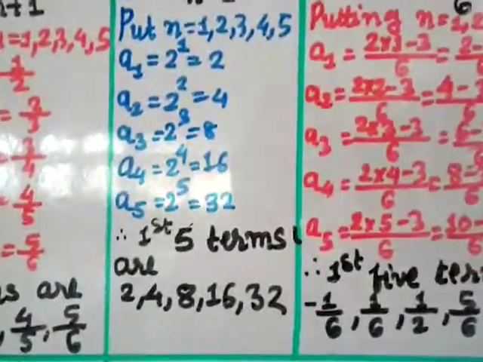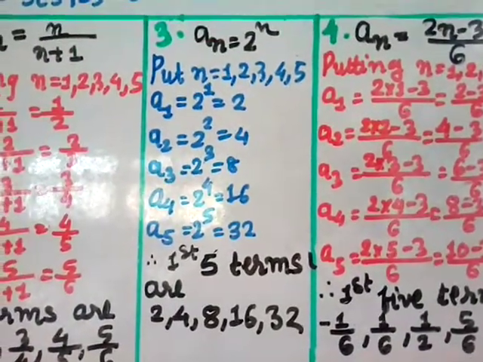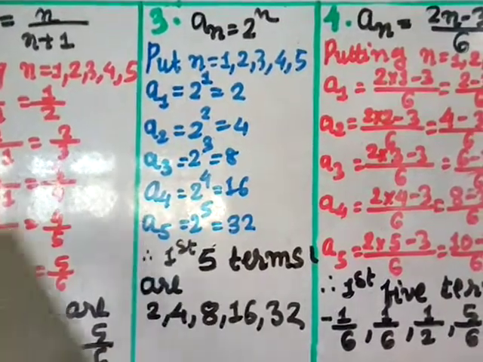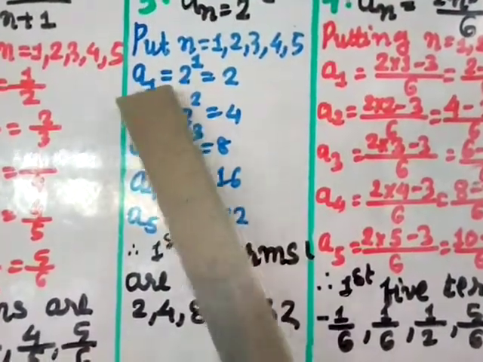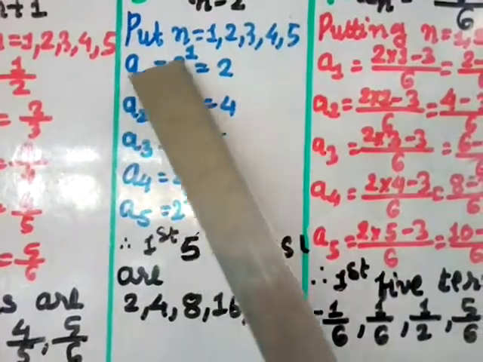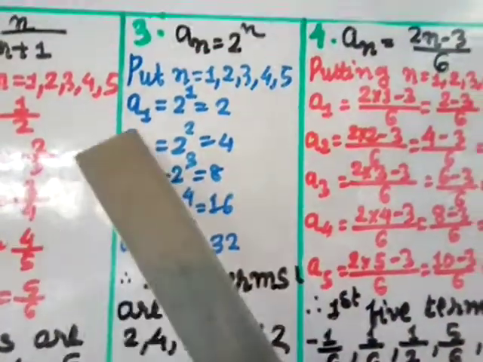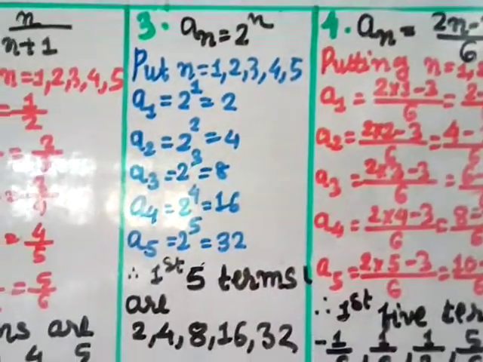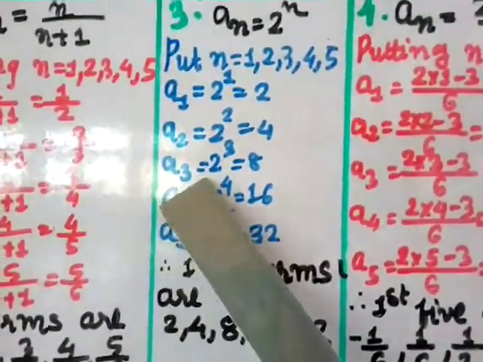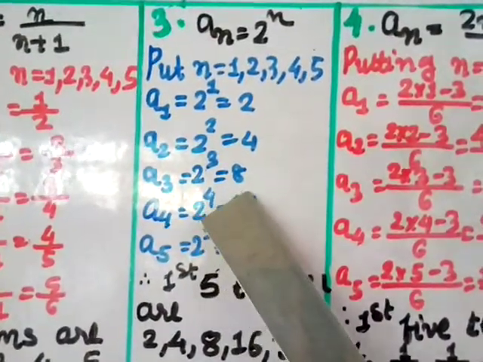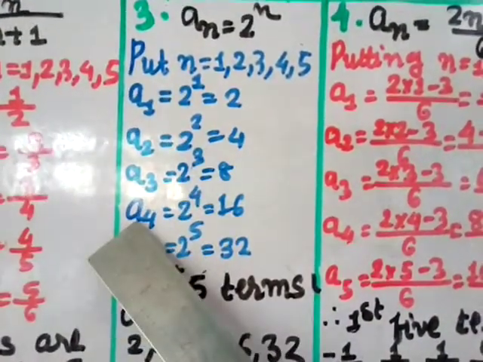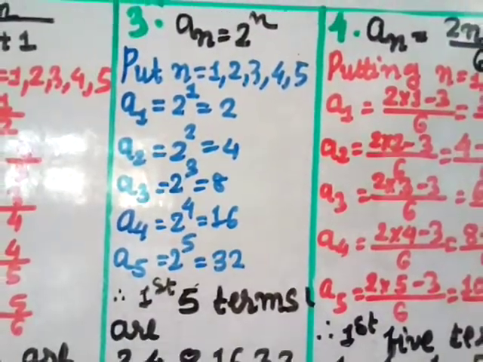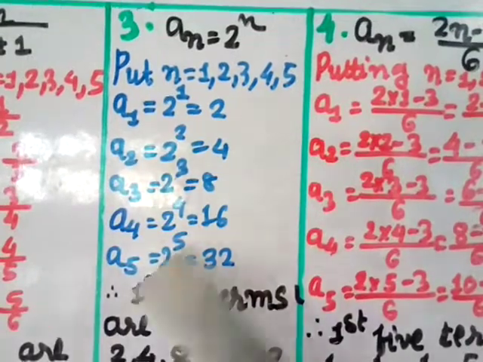Question number 3. The general term is an equal to 2 power n. So put n equal to 1, 2, 3, 4 and 5. When we put n equal to 1, a1 equals 2 power 1, which equals 2. Put n equal to 2, so a2 equals 2 power 2, which gives you 2 into 2, that is 4. Then put 3. So a3 equals 2 power 3, which is 2 into 2 into 2, giving you 8. Then put 4. So a4 equals 2 power 4, that is 2 into 2 into 2 into 2, which is 16.